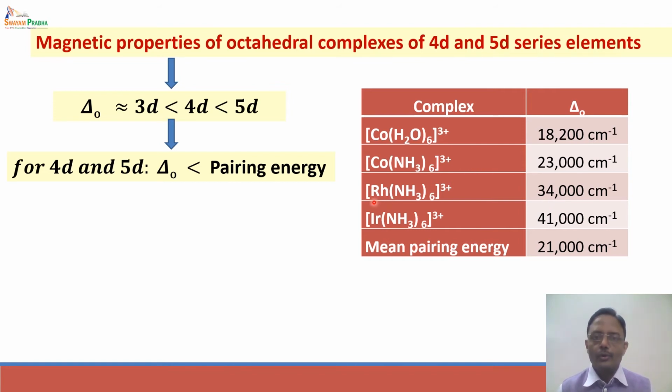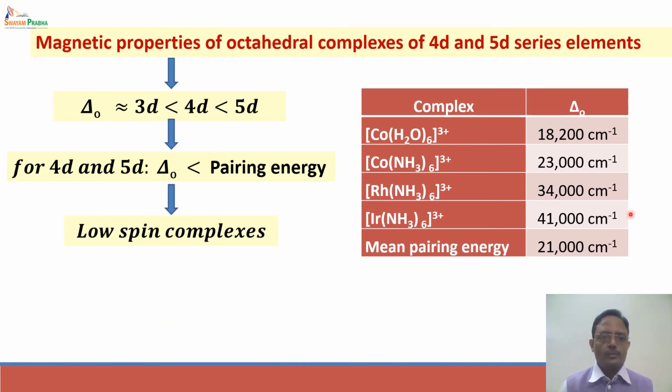But when we go to rhodium and iridium, which correspond to the 4d series and 5d series, the value of delta O is much larger as compared to the mean pairing energy. And since the value of delta O is much larger, the complex will always be low spin in nature irrespective of the ligand. Whether it is H2O or NH3, it doesn't matter because the mean pairing energy is much less as compared to delta O, and as a result pairing is always preferred and all the complexes of 4d and 5d series elements with octahedral geometry are low spin complexes.